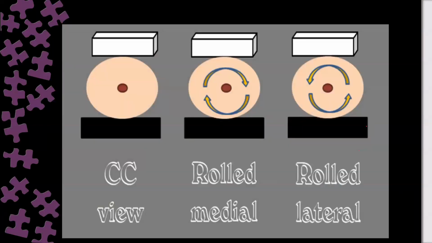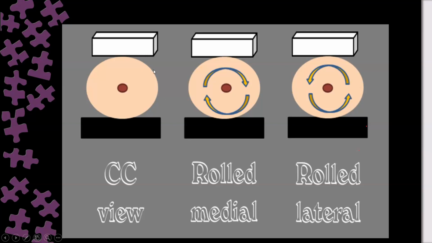We can even do spot magnifications. The roll is just to move the superior portion of the breast. If you roll it laterally, we call it rolled lateral. If you roll it medially, we call it rolled medial. Because you have seen the lesion in the CC view, you will put the breast in the CC position, and before compression, you will roll the superior part of the breast, either medially or laterally.